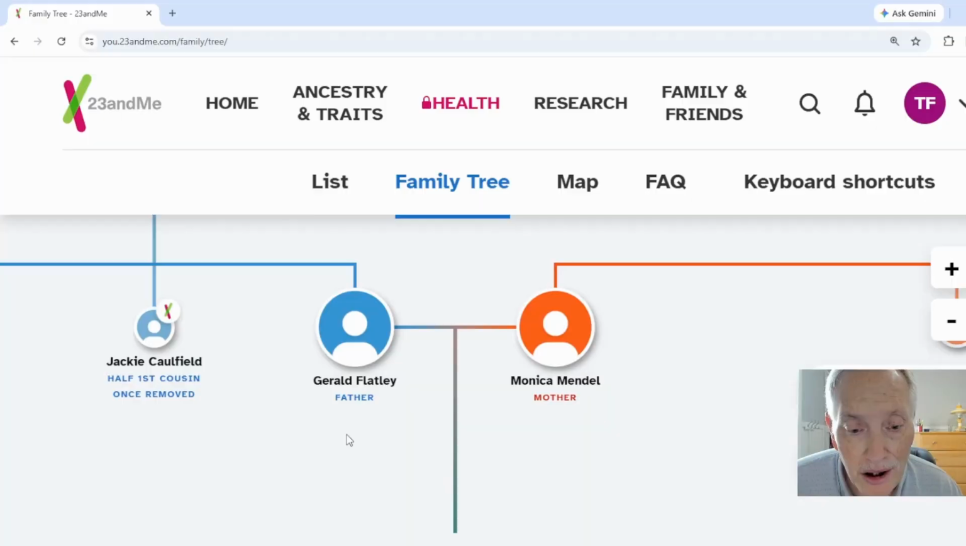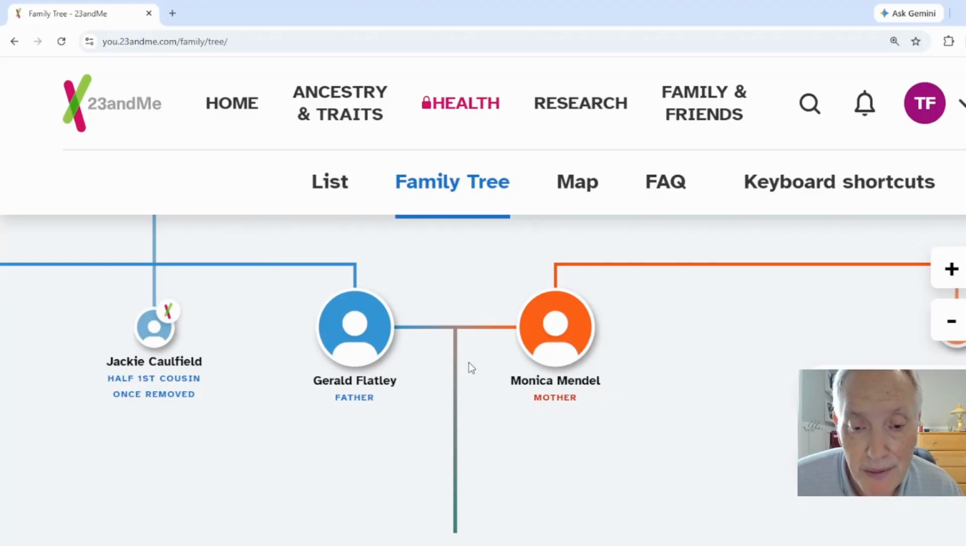I thought 23andMe put my mother on the wrong side of my tree, and then it switched sides entirely. If this happened to you, you're not crazy. Let me explain. So, to start with, on the 23andMe family tree, the blue side is generally paternal and the red or orange side is generally maternal.